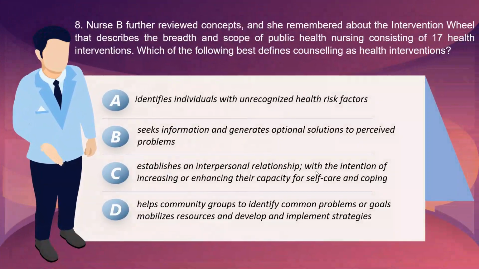8. Nurse B further reviewed concepts and remembered that the intervention wheel describes the breadth and scope of public health nursing, consisting of 17 health interventions. Which of the following best defines counseling as a health intervention? A. Identifies individuals with unrecognized health risk factors. B. Seek information and generate optional solutions to perceived problems. C. Established an interpersonal relationship with the intention of increasing or enhancing their capacity for self-care and coping. Or letter D. Helps community groups to identify common problems or goals, mobilizes resources and develop and implement strategies.